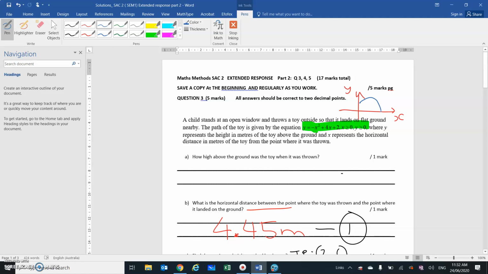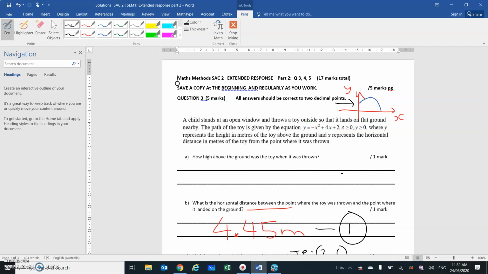The first part, A, asks, how high above the ground was the toy when it was thrown? So from the window, in other words. What we're looking for is that y-intercept. If you have a look at the equation, it's just there, it's 2. I shouldn't have circled the x, I meant the 2. It's just that 2, so 2 meters, and that's the answer.